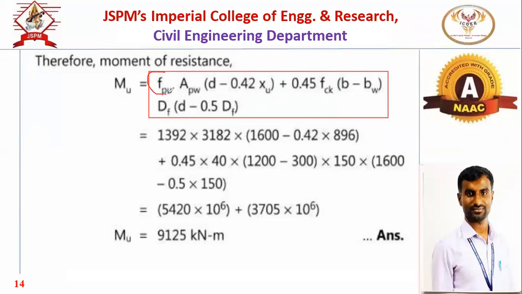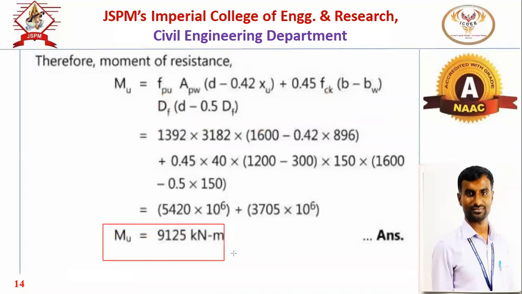So FPU we have calculated from the stress range from table number 11, and this is 1392. Then the area of pre-stressing steel in the web we have calculated as 3182. Then D is 1600. XU we have calculated. So putting all the corresponding values of FCK, B, the width of the web portion, thickness of the flange, and effective depth, we get the flexural strength, or we can say moment of resistance, as 9125 kilonewton meter. So this is the moment of resistance for the flange section.